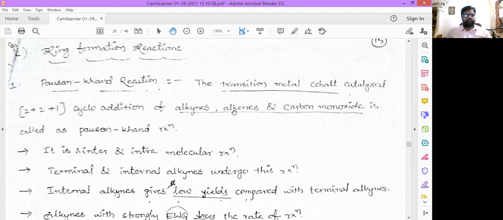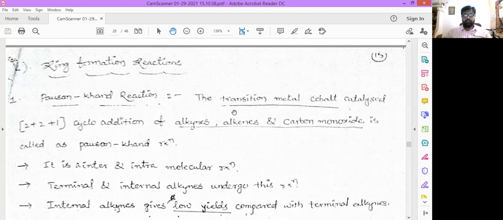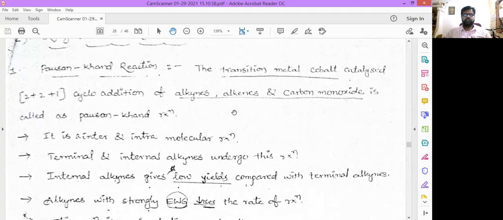Welcome to the class. Today's topic is ring formation reactions. The Pauson-Khand reaction is one reaction that has a ring closure mechanism. It is a transition metal cobalt catalyzed 2+2+1 cycloaddition of alkenes, alkynes and carbon monoxide, called the Pauson-Khand reaction.